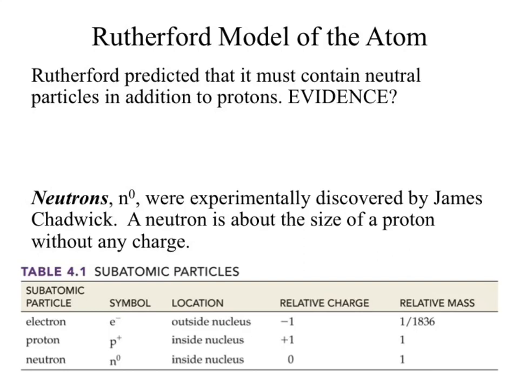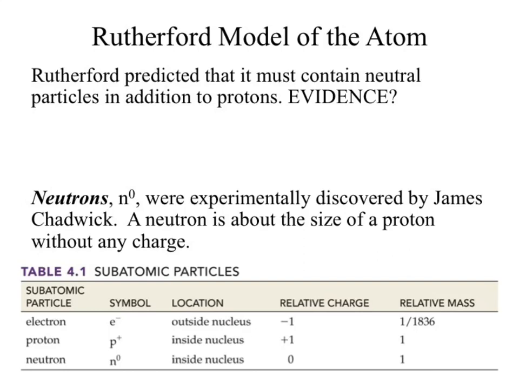Now we've got a list of all of our subatomic particles. So we've got electrons, protons, and neutrons. And we're going to have a bunch of information that we need to know about where these things are and what stuff we know about them. So our electrons are found outside our nucleus. Our protons and our neutrons are found on the inside. Okay, this becomes relevant when we think about bonding as well.